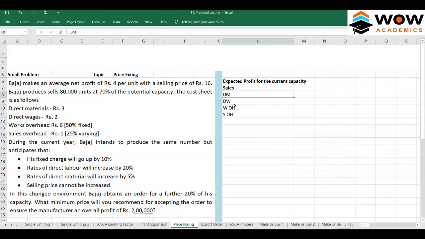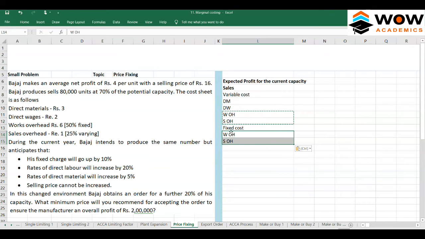All these are variable costs, so we can put it as variable. And then we have fixed cost. Fixed cost would be works overhead and sales overhead. So these are the numbers. We'll start with the workings here. First we'll put the workings.